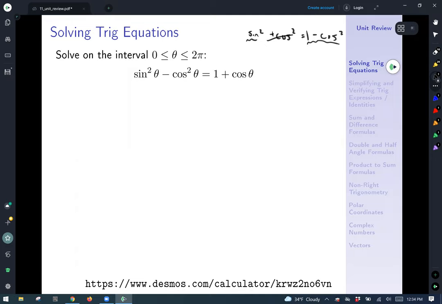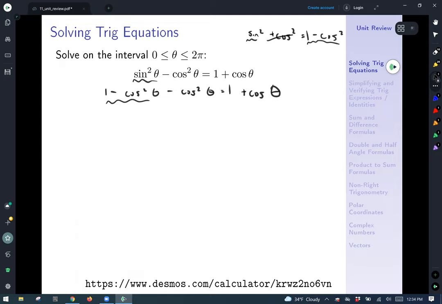And when we do that, we're going to get 1 minus cosine squared of theta. We just replace this in for sine squared. Minus cosine squared of theta equals 1 plus cosine of theta.